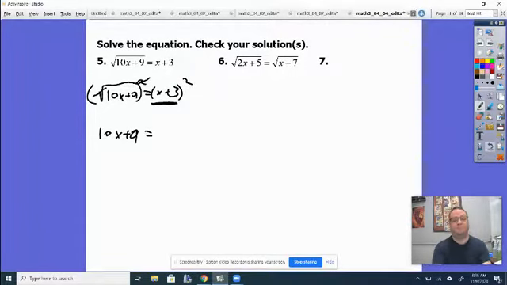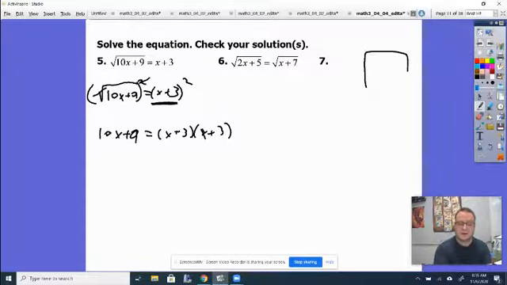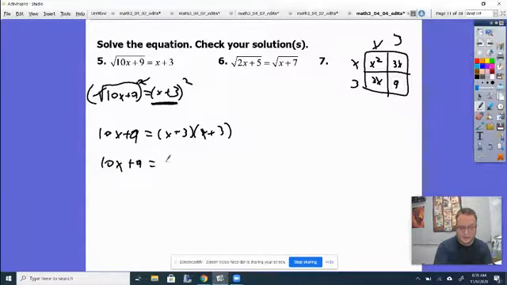So that being said, I need to do x plus 3 times x plus 3. Okay, putting that in the box. x times x, x squared, 3x, 3x, 9. So I have 10x plus 9 equals x squared plus 6x, coming from the 2 side boxes, plus 9. Okay, we're going to move things to one side, because we want to try to get this equal to 0 now, because I have a square.